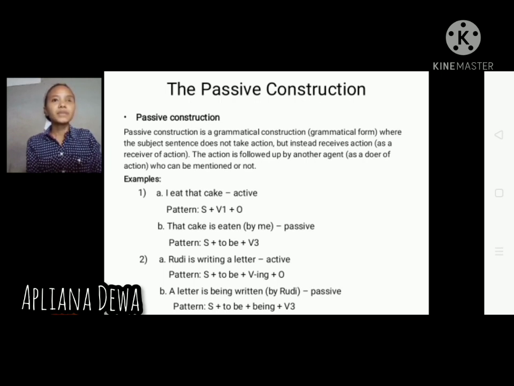And the last, I will tell you how to change an active sentence into the passive form. The first thing we have to do is put the object of the active sentence as the subject of the passive sentence, and the second is that the main verb in the active sentence must be changed into the third form of the verb, preceded by to be. I think that's all. Thank you.